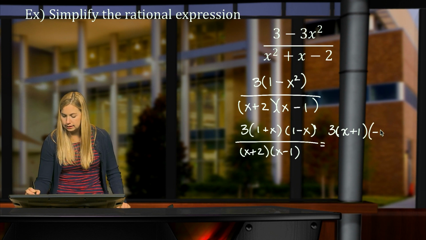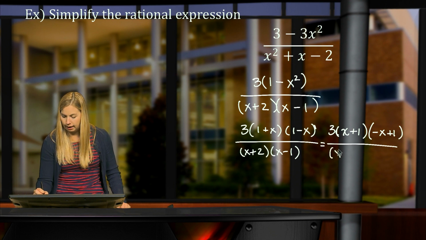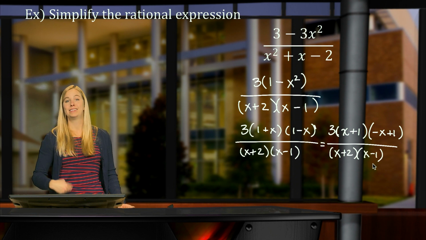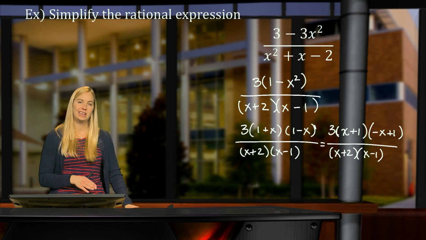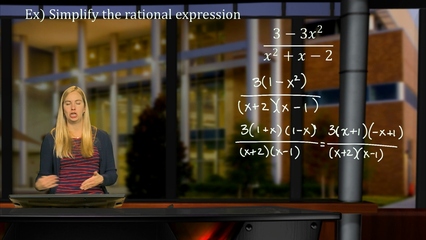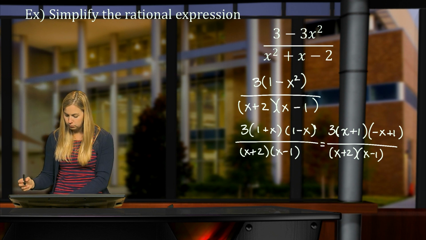This second one is negative x plus 1 divided by x plus 2 times x minus 1. Again, I'm still in that factoring step, so I haven't started stating restrictions because everything is not completely factored. However, since our denominator doesn't seem to be changing at all, you could have already stated restrictions if you wanted to.